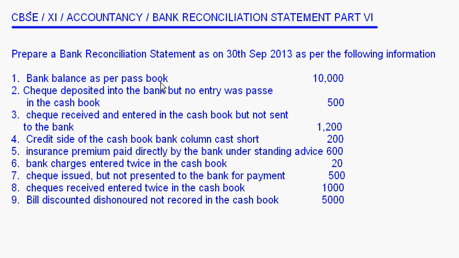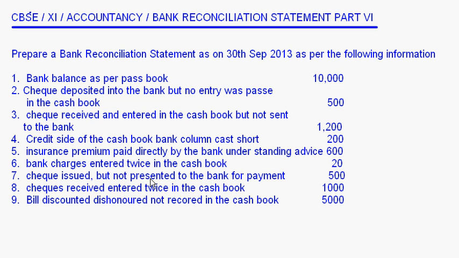Prepare a bank reconciliation statement as on 30th September 2013 as per the following information. Bank balance as per the passbook 10,000. Checks deposited into the bank but no entry was passed in the cash book 500. Checks received and entered in the cash book but not sent to the bank 1,200. Credit side of the cash book bank column cast short 200. Insurance premium paid directly by the bank under the standing advice 600.